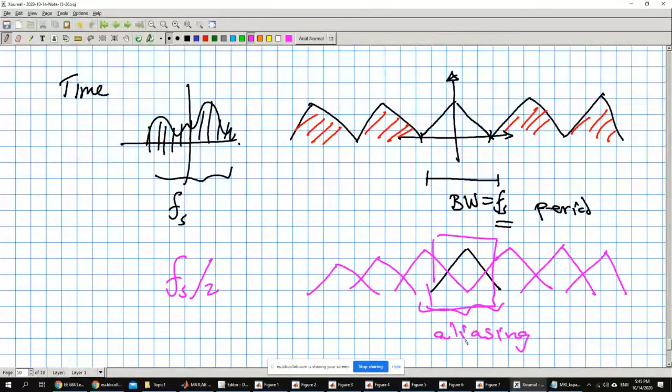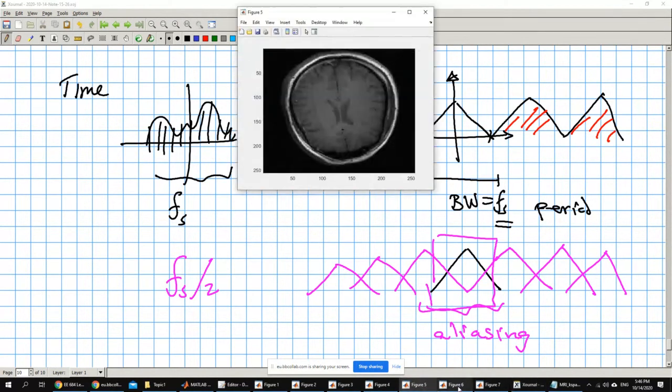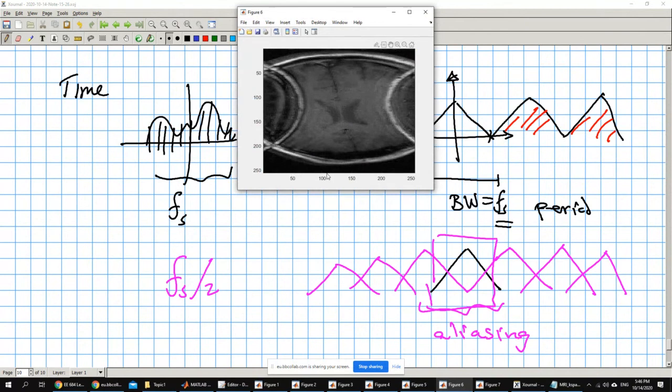It will alias in the frequency domain. It will alias in the time domain. If I undersample in one domain, it will alias in the other domain. Alias means the periodic extensions will overlap the original. It doesn't matter where I undersample. If I undersample in the time domain, it will alias in the frequency domain. If I undersample in the frequency domain, it will alias in the time domain. It depends on where I'm undersampling. So because I undersampled in the frequency domain, the spatial domain came out aliased like this.